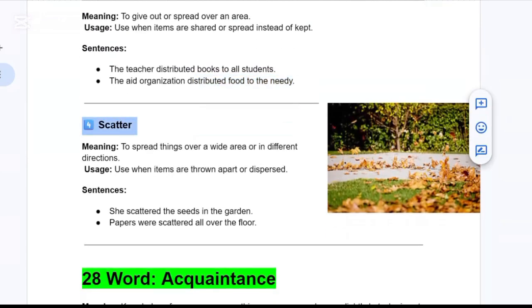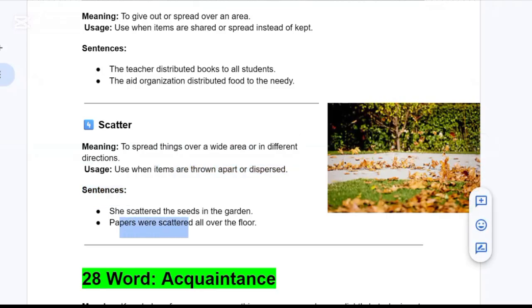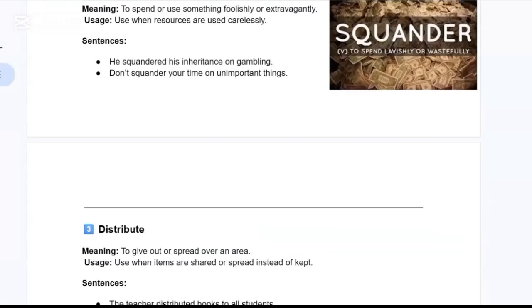Scatter. Scatter is to spread things over a wide area or in different directions. It is used when items are thrown apart or dispersed, just like the leaves are dispersed here. She scattered the seeds in the garden. Papers were scattered all over the floor.